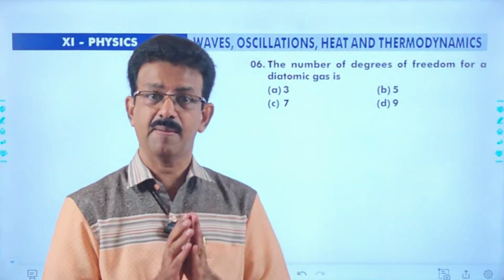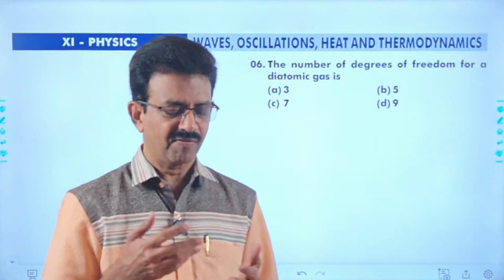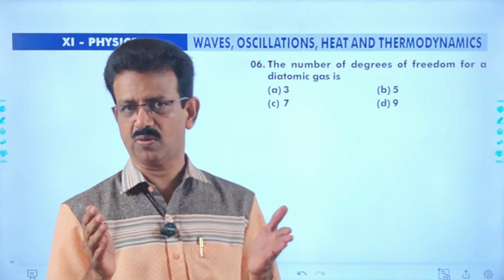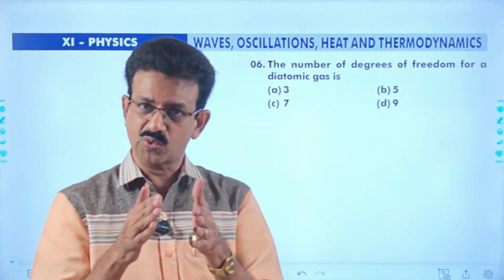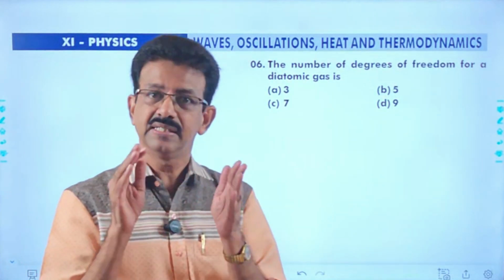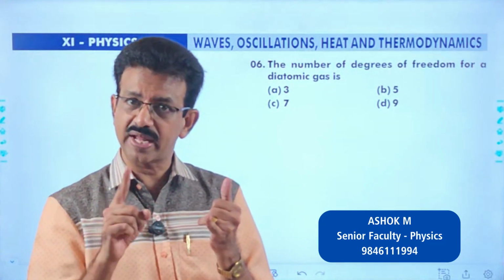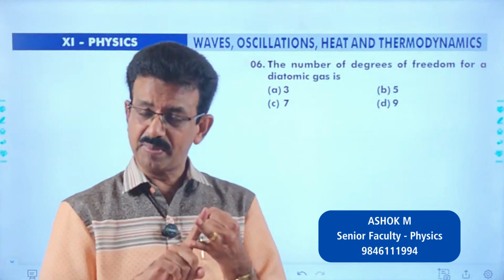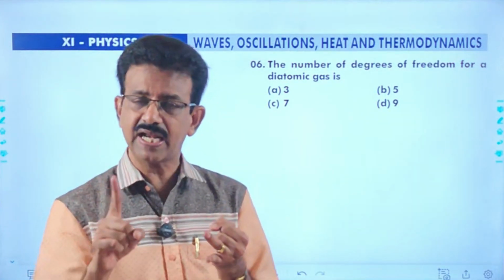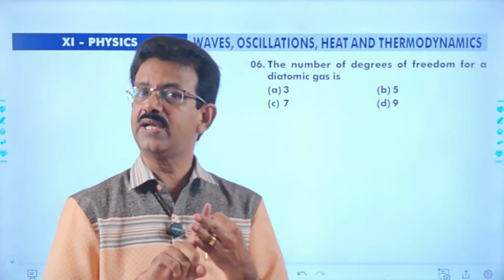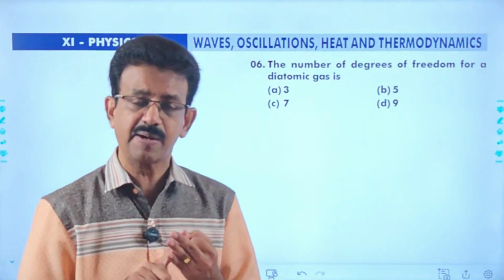Question number 6, it's about the number of degrees of freedom. I already explained the first 2 questions. Even then, once again, I will explain. Number of degrees of freedom for a diatomic gas. The number of independent variables or coordinates to locate a thermodynamic system is called degree of freedom. For monatomic gas, 3 degrees of freedom. Only 3 translational coordinates are permitted. For a diatomic gas, totally 5 degrees of freedom. 3 translational coordinates and 2 rotational coordinates are permitted. While for a triatomic gas, 6 degrees of freedom normally, 3 translational and 3 rotational coordinates are permitted.